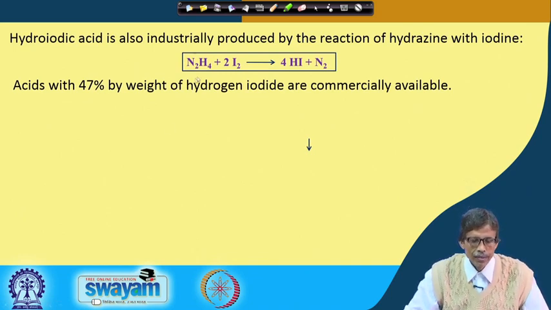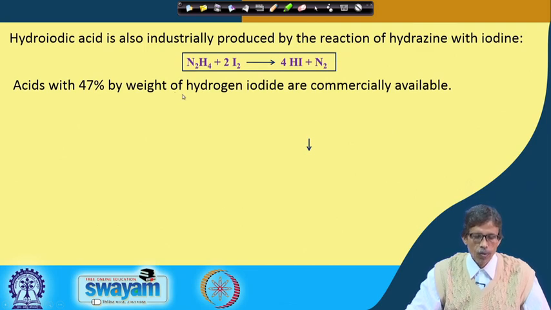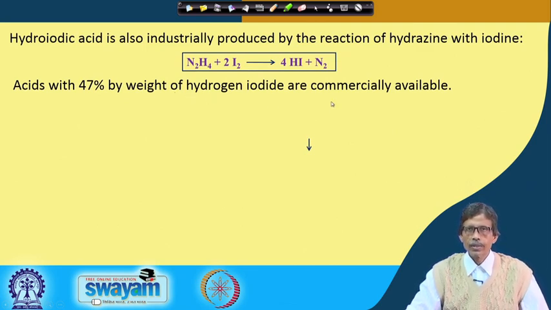Acids of a quality of 47% by weight of hydrogen iodide are commercially packed and commercially available, because increasing beyond this concentration is not so helpful and not economic either. But this particular percentage of hydroiodic acid is useful for all other purposes, starting from laboratory use to industrial consumption.